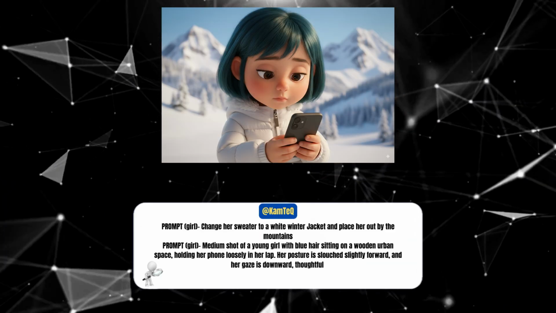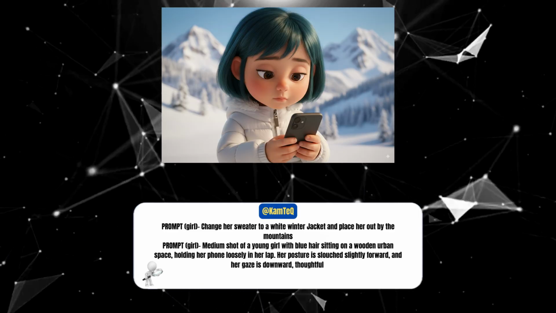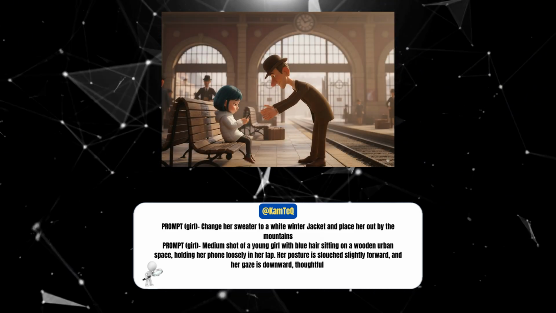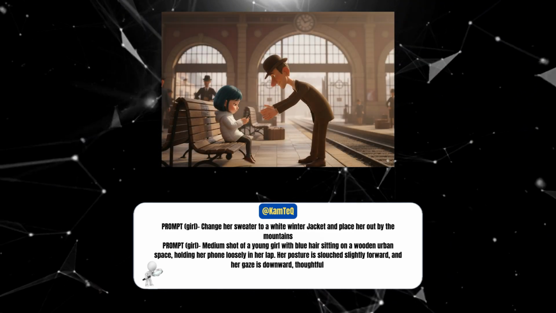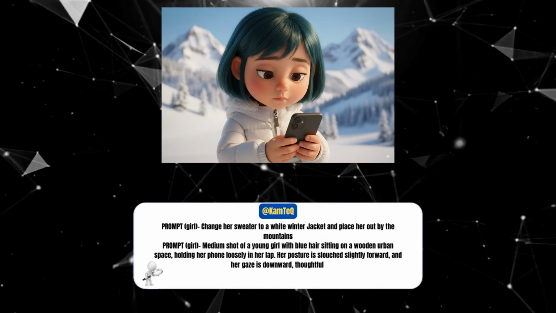Now, using just this one source image of the girl, I asked the AI to place her sitting on a bench in a train station. And just like that, we get a clean, consistent scene. She looks exactly like the original. Same hairstyle, same outfit, same overall vibe.